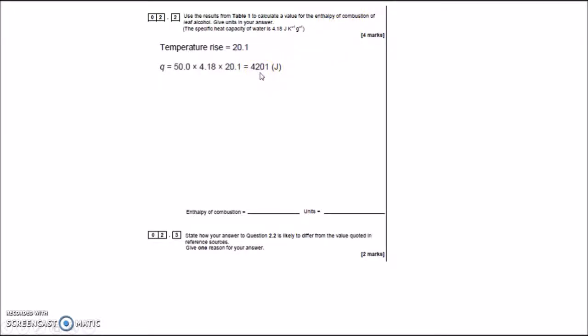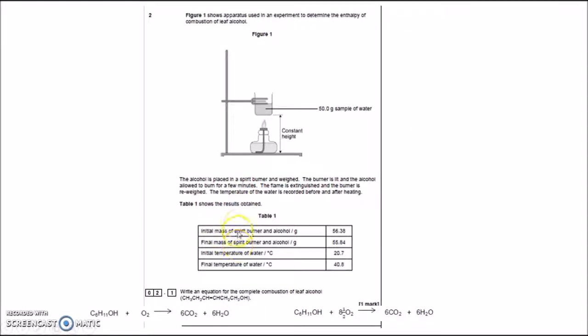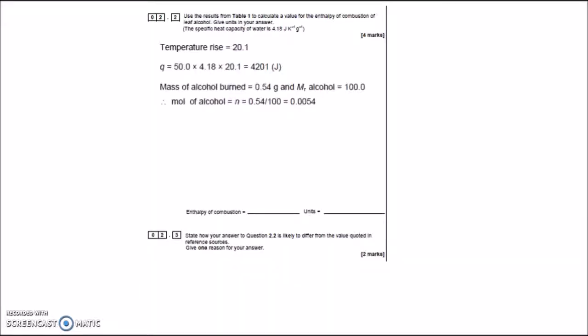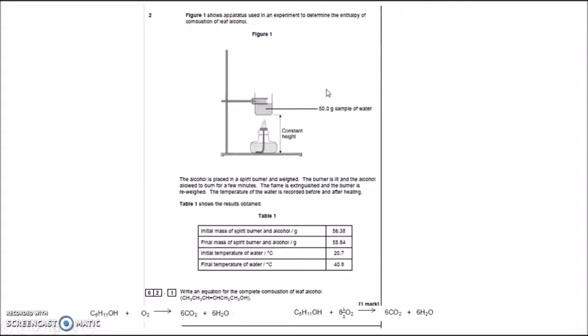Let's have a look what's next then. So my next thing to do is to have a look at the mass of alcohol that's burnt, because that value should be per mole of alcohol that's burnt. Well, let's subtract those two. 56.38 minus 54.84 will give me the mass of alcohol burnt, and that's 0.54 grams. I've got the MR of the alcohol. I can work out the MR of the leaf alcohol.